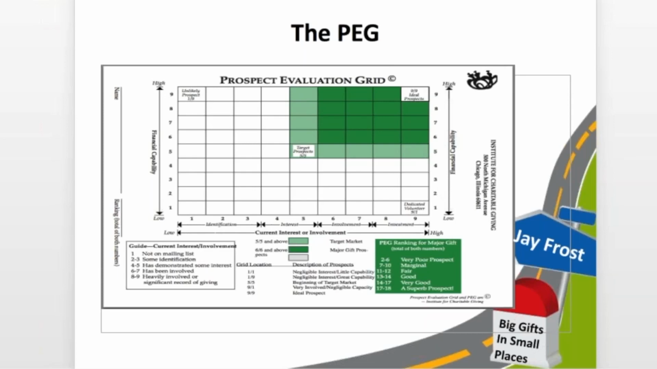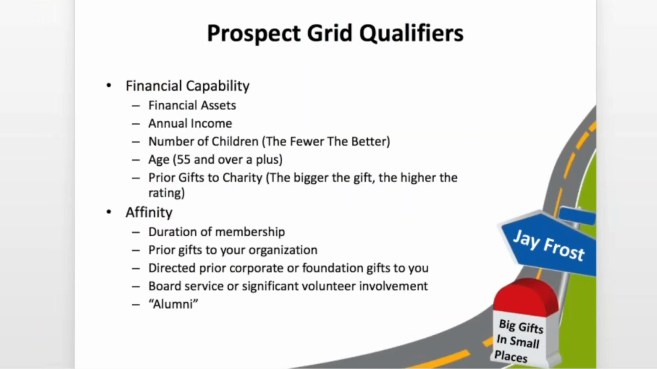And the grid is really an easy process for, let's say, the development committee of your board, or a new group of people you want to gather together to start working on major gifts, or even your staff to do some of this qualification. And the grid qualifiers would be simple things. Financial capability would be the kinds of financial assets we've been talking about. Annual income, perhaps, if they can estimate it. The number of kids, the fewer the better, is not a judgment about whether or not they should have children, but of whether or not they have money.